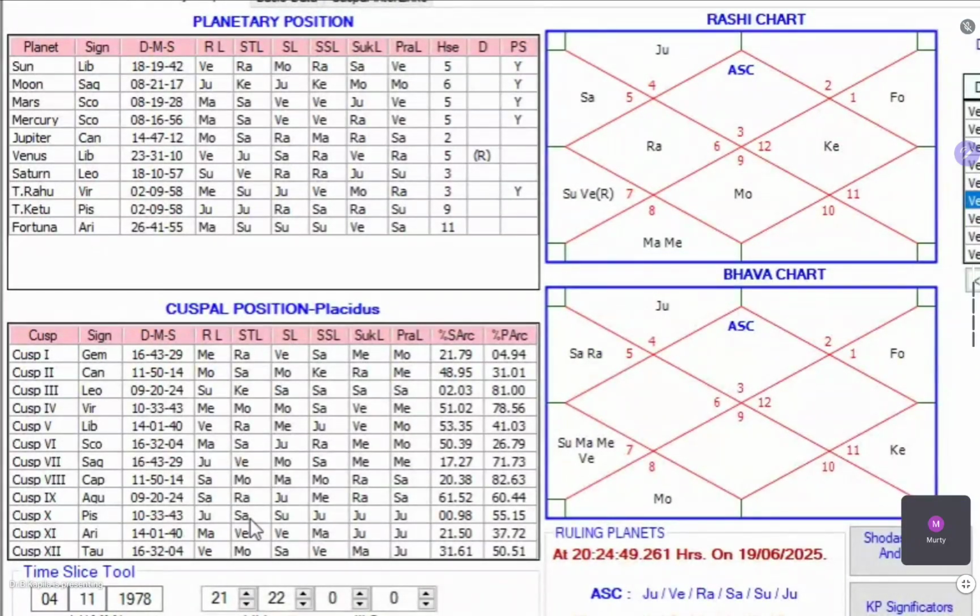Now what is the essential condition? These were the necessary conditions through star and sub. The essential condition is that the sublord has to be present in Marka house or Badka house or 12th house or 8th house.